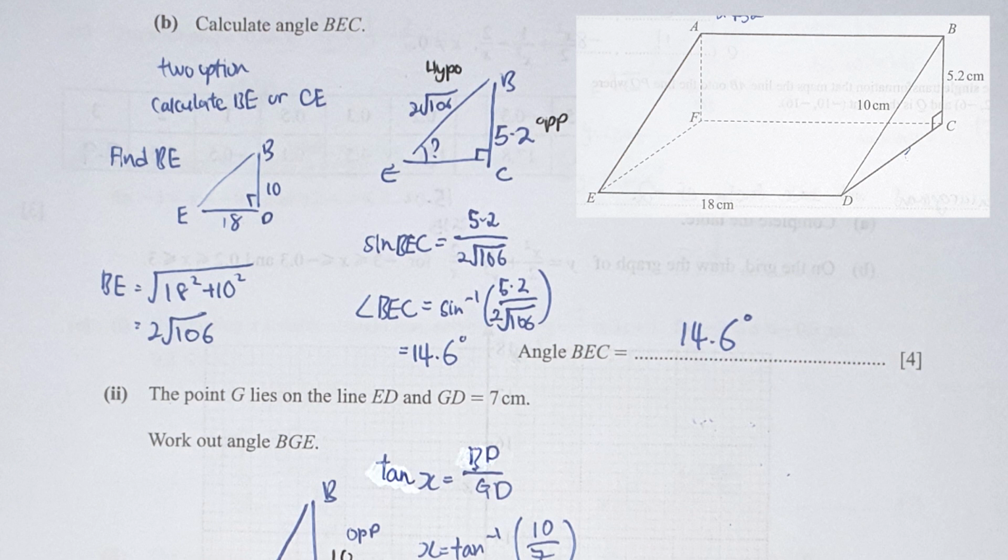So square root of 18 squared plus 10 squared, it should be 2 square root of 106. With this information, we are looking for angle BEC. 2 square root 106 will be its hypotenuse, and 5.2 will be its opposite. So through sine inverse, you identify your final result as 14.6.